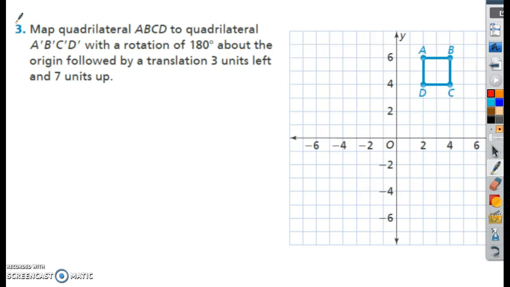And again, you can choose to rotate this figure by actually rotating your paper. But I want to think about what are my ordered pairs and what happens to them when I do a rotation of 180 degrees. So A currently, everything is counting by ones. So A is at 2, 6. It's in the positive quadrant. 2, 6. B is at 4, 6.